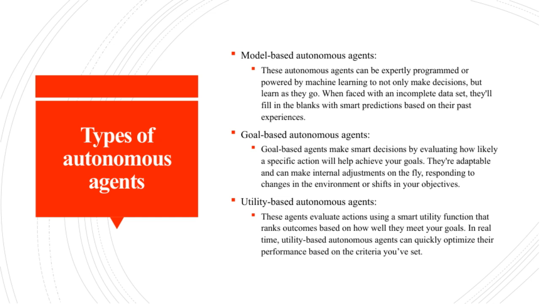Finally, there are utility-based autonomous agents. These agents use a smart utility function to evaluate actions. This function ranks outcomes based on how well they meet your goals. In real time, utility-based agents can quickly optimize their performance, adjusting their actions to align with the criteria you've set. Connecting all these points back to our overall theme, each type of autonomous agent offers unique strengths, whether it's learning from data, adapting to goals, or optimizing outcomes, highlighting how diverse and powerful autonomous systems can be in different contexts.